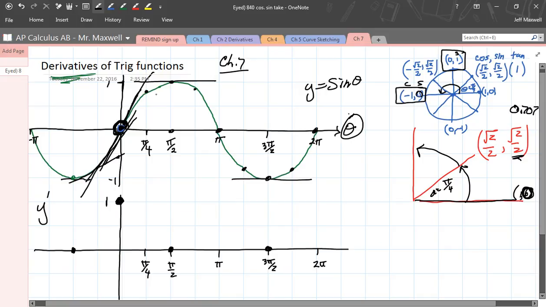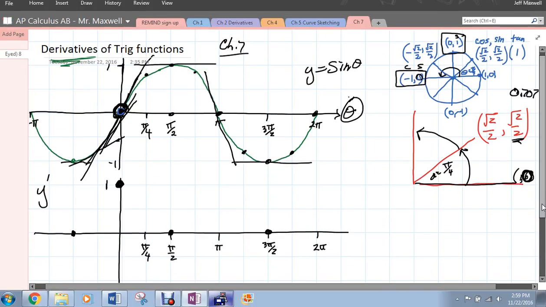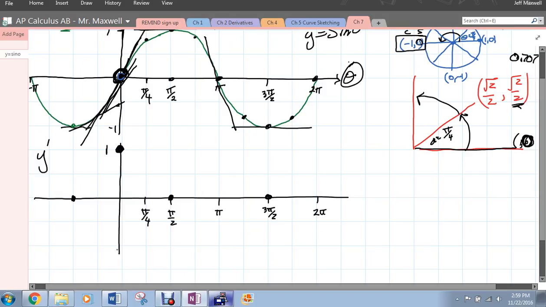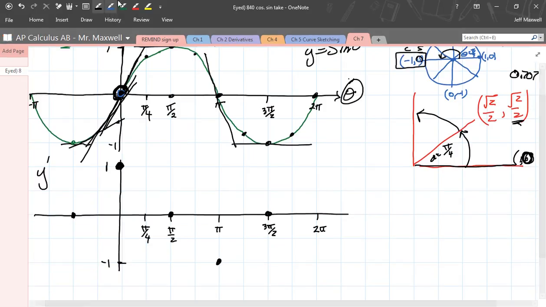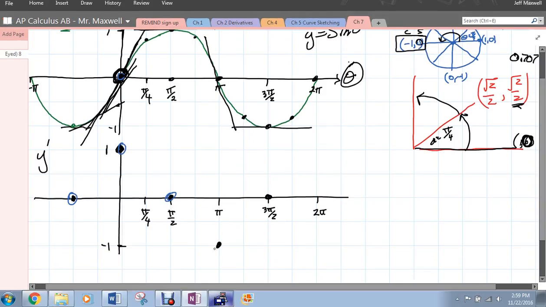So that's going to be 1. Here, at this point, because this is periodic and symmetrical, what is going to be the slope? Yeah, that's going to be negative 1. So we'll go back to this. Negative 1 is going to be that point. Okay, so what have we got so far? We've got blue, blue, blue, dot here, dot here.